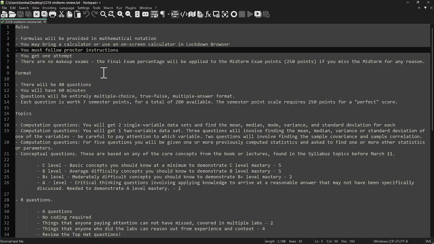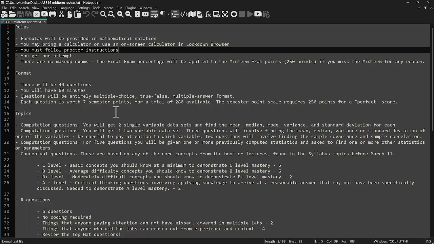Computation questions. You're going to get two one-variable data sets. What I mean by that is there's only the variable x or the variable y. You don't have to worry about a second variable. These are basically just going to be a series of observations, just like we did in class, for the mean, median, mode, variance, and standard deviation. So there will be one question for the mean, one for the median, one asking about the mode, one asking the variance, and one asking the standard deviation.